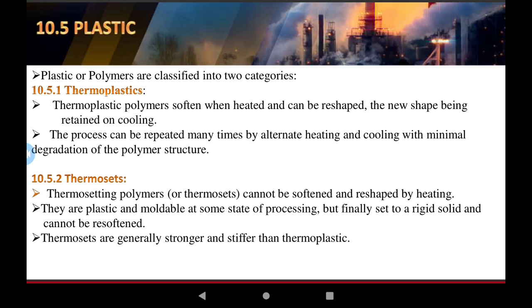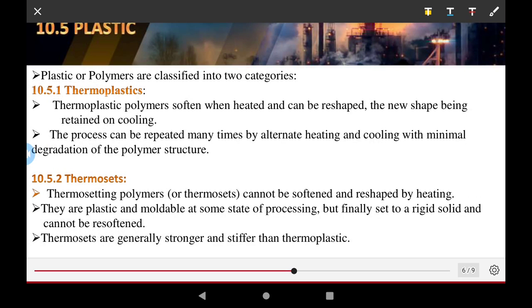Another useful property of plastic is that it can be made in any color. This is required by the field and the application of the product, so colors are chosen for the products. Thermoplastics can be repeatedly heated and cooled many times with minimal degradation of the polymer structures in the application.